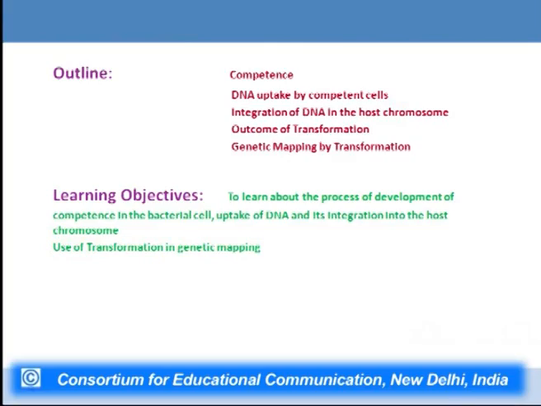So, the learning objectives for this particular lecture are that after this lecture we should be able to tell about the process of development of competence in the bacterial cell, that is, how competence develops in the bacterial cell in the course of transformation, how the DNA is uptaken and integrated into the host chromosome, and how this particular mechanism can be used for genetic mapping of genes in the donor organism.